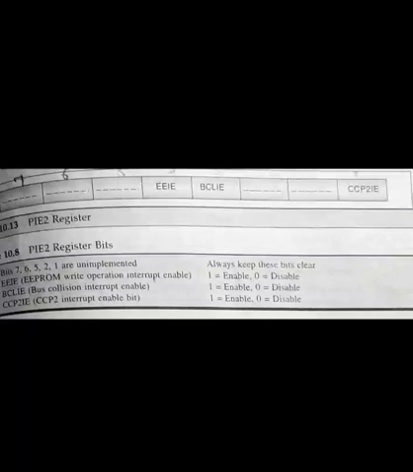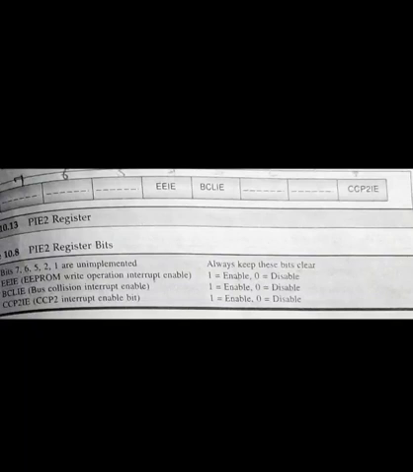The PIE2 peripheral interrupt enable 2 register is shown in the figure. Bits 7, 6, 5 to 1 are unimplemented. Always keep these bits clear. EEPROM write operation interrupt enable: if 1 it is enabled, 0 is disabled. Bus collision interrupt enable: 1 enabled, 0 disabled. CCP2 interrupt enable bit: if 1 it is enabled, and if 0 it is disabled.